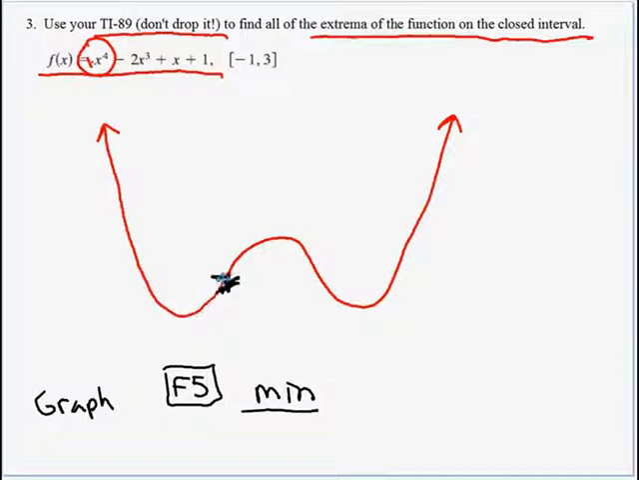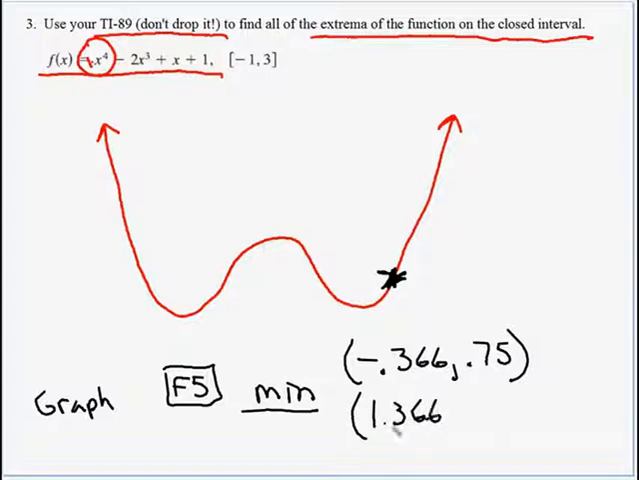Use your cursor to bring you over on this side, and hit enter again, and it will give you, at the bottom of the display, the coordinates of that min, and that's negative 0.366, comma, and then 0.75 is your y value. Okay, again, F5 menu, use min again, and get over here on the left of this valley for lower bound, hit enter, and then move it over here with the cursor, hit enter again for the upper bound, and that will give you another min, and that one is 1.366, rounded, and also has a y coordinate of 0.75.